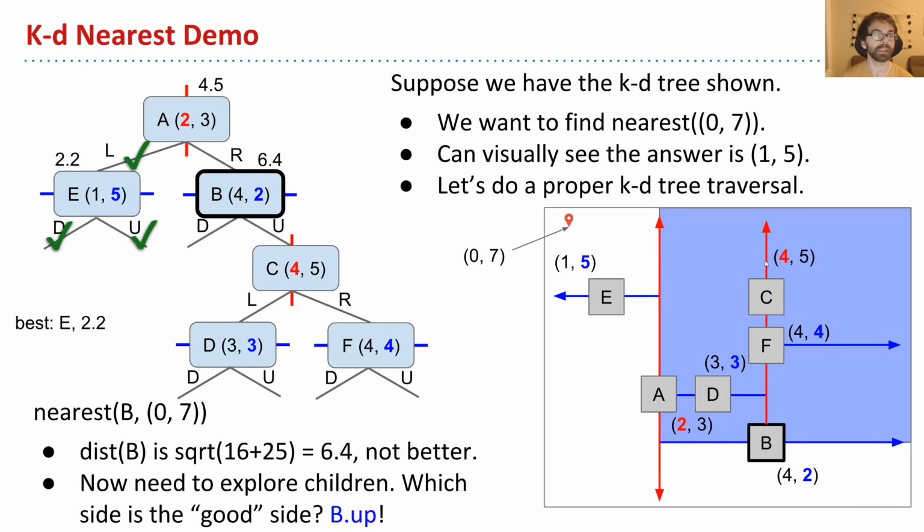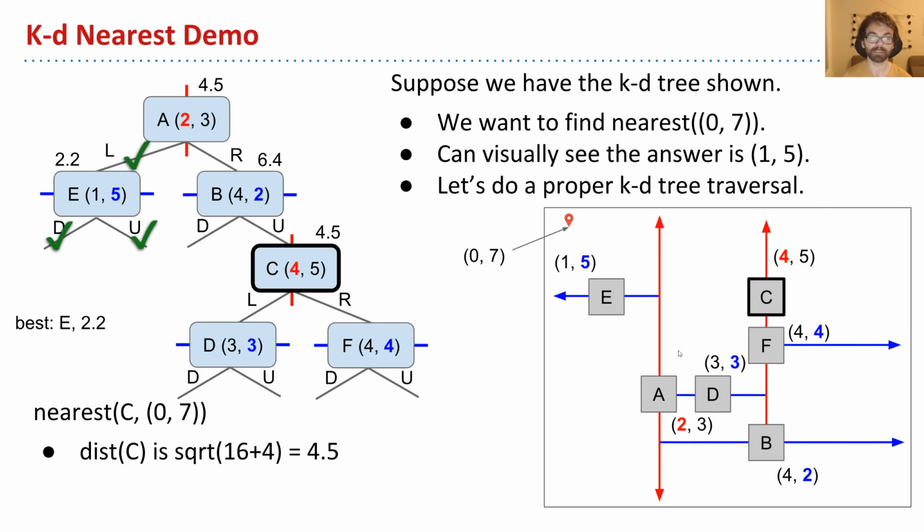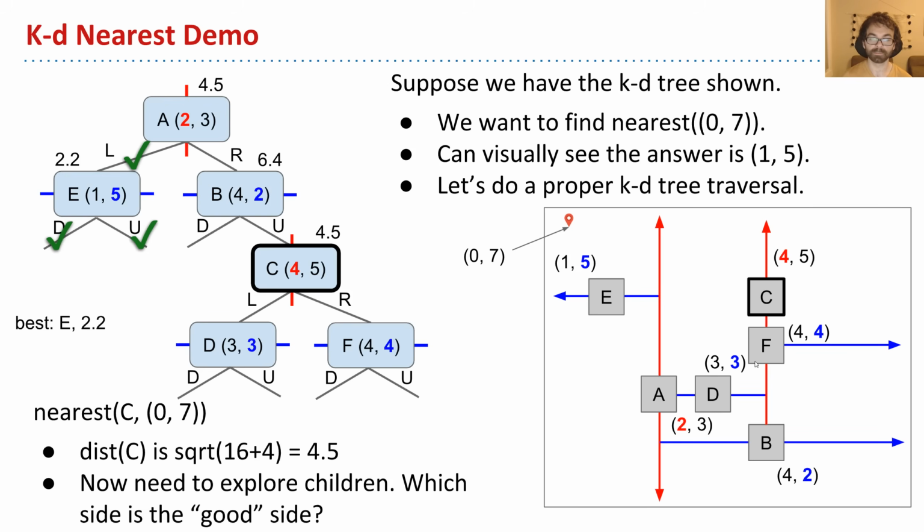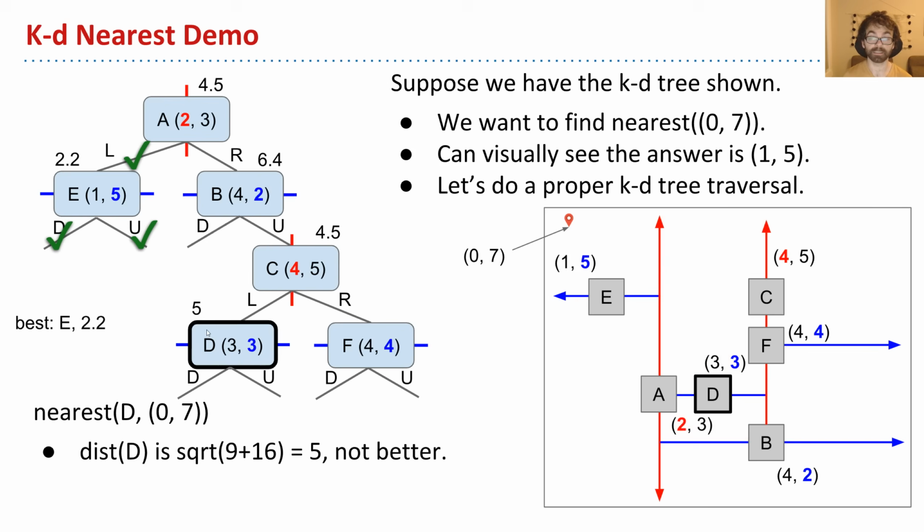So if we go up from B, then there's going to be potentially something useful up there. So we go up, and once we get there, we end up at C. Okay, C's distance, it's not as bad as B's distance, but it's not an improvement over 2.2. So once we get to C, we calculate its distance, which is 4.5. And so now we need to consider C's two children, left and right. So which side's the good side? Well, it's left. So something over here might be better. So we go straight to D, and we calculate its distance. Well, it turns out it was actually worse. So just because you're moving towards the good side doesn't necessarily mean you're going to get an improvement, right? We went from 4.5 to 5, but we don't know until we look.